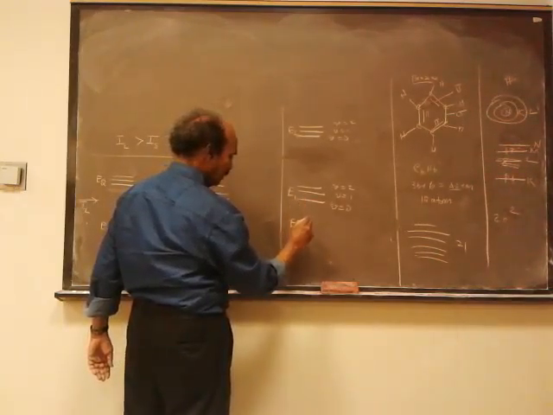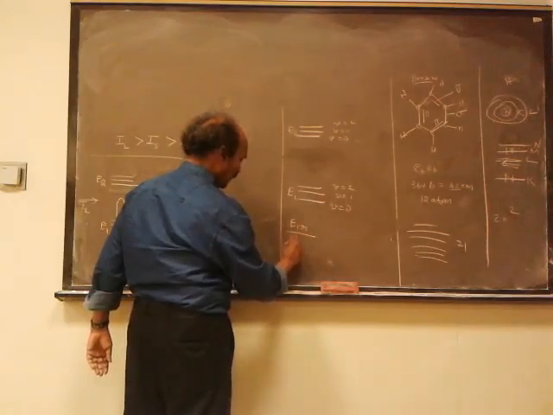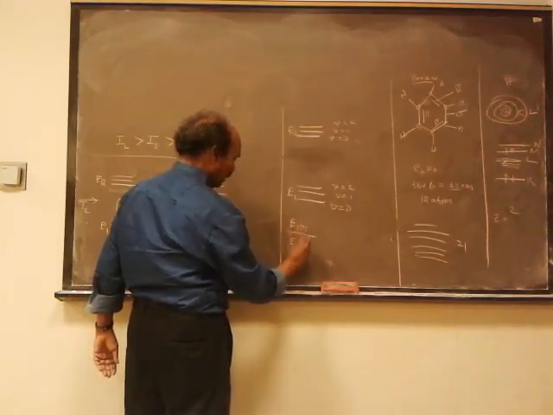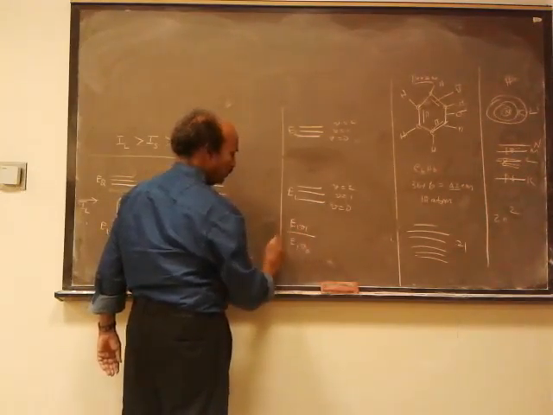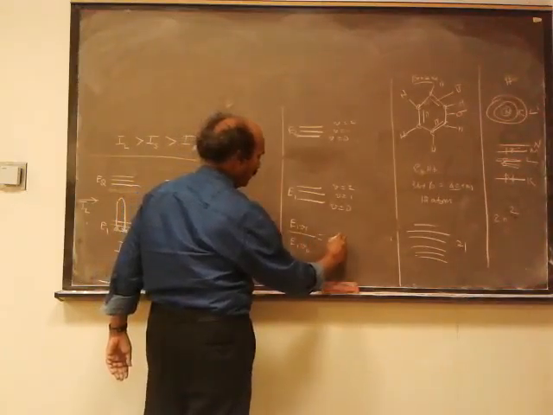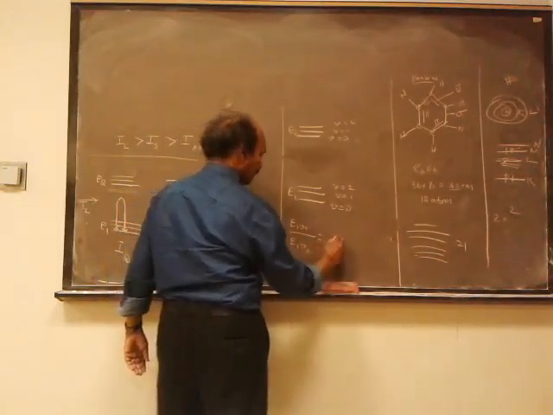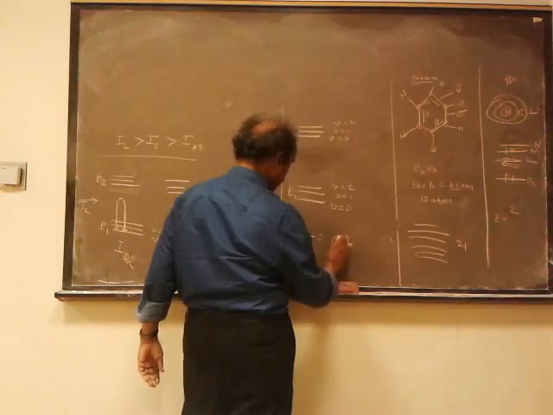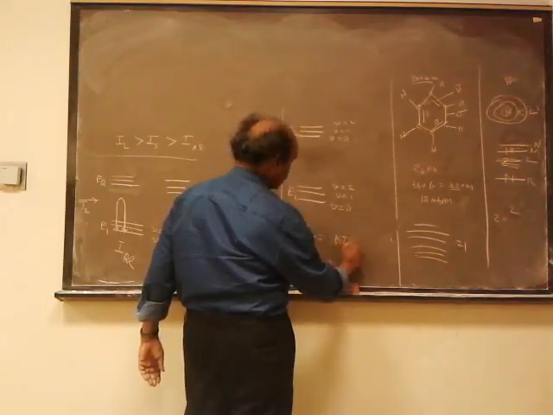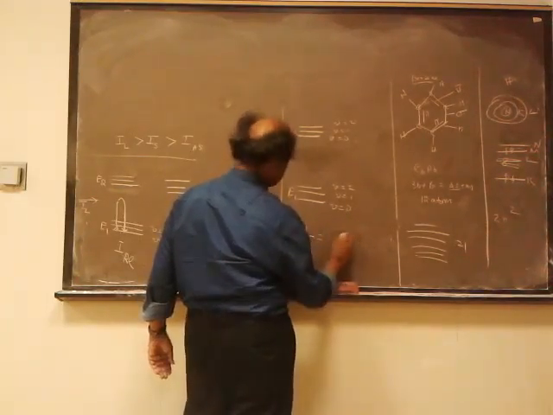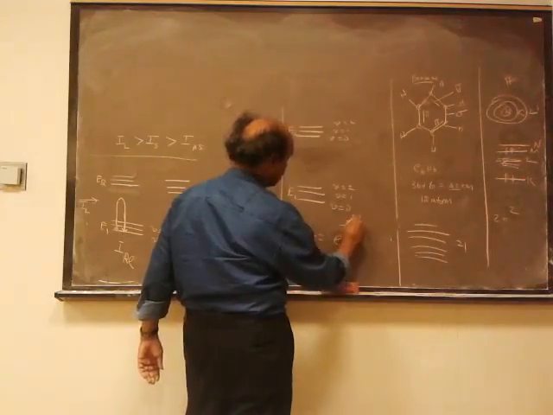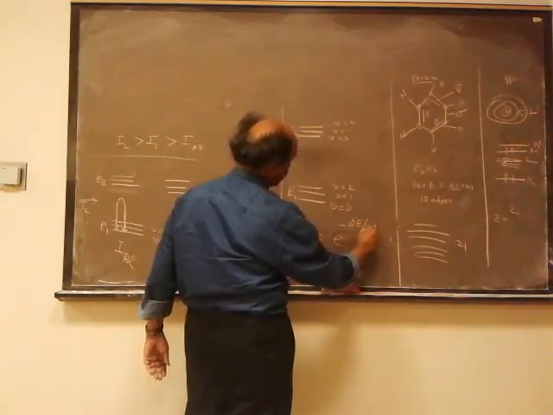Then look at it, E1 V1 over E1 V0 would be exponential of minus delta E over kT.